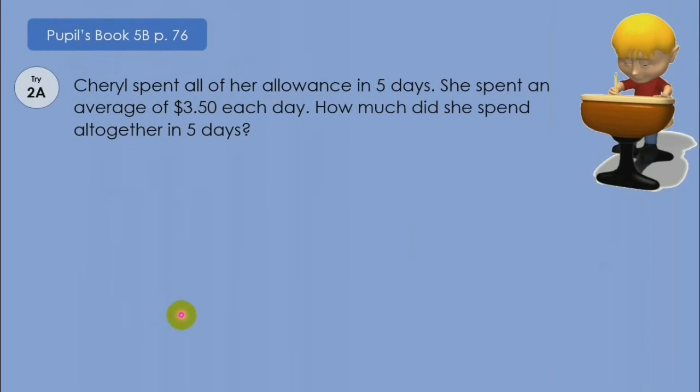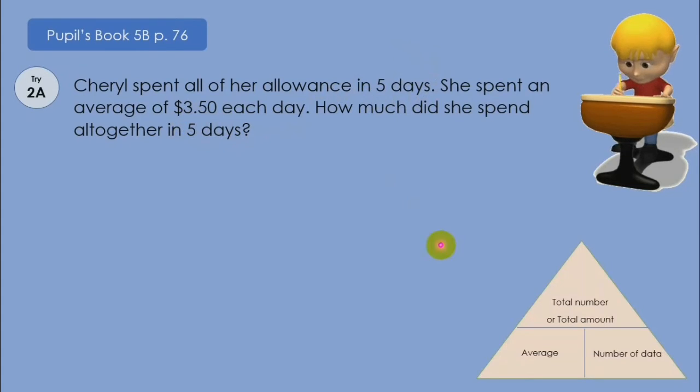Now, how about try 2A? Cheryl spent all of her allowance in 5 days. She spent an average of $3.50 each day. How much did she spend altogether in 5 days? How many days are presented? Good job! 5 days. What was the average of money she spent in 5 days? Good! $3.50.